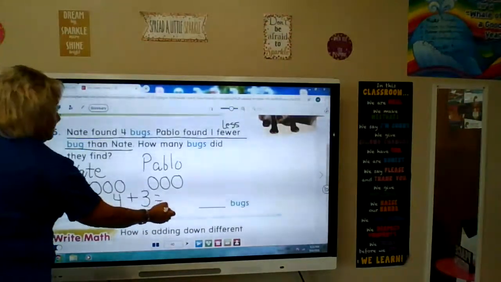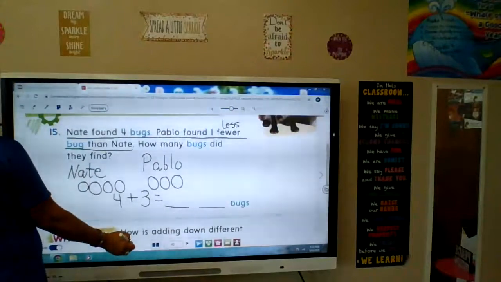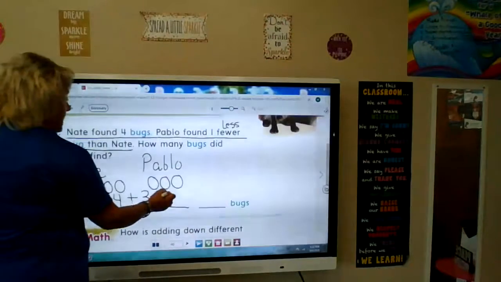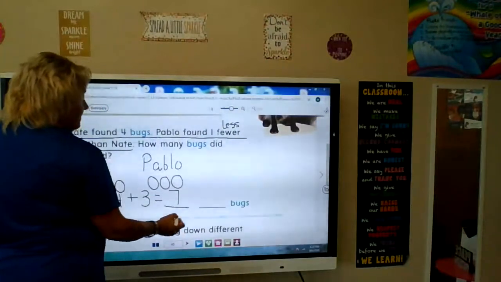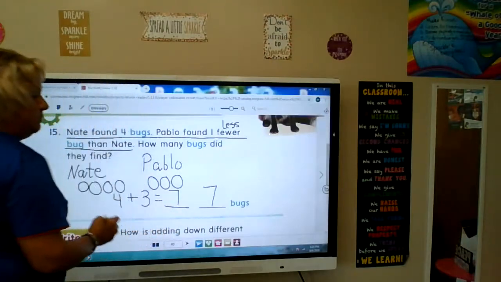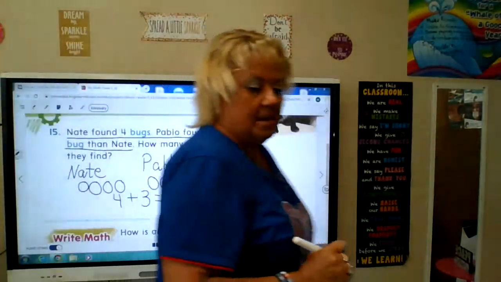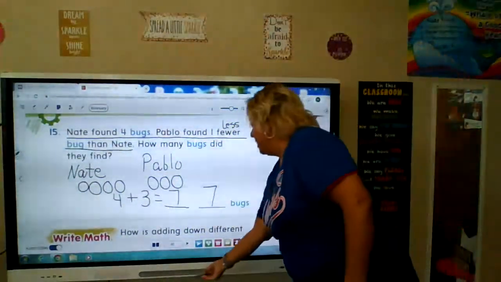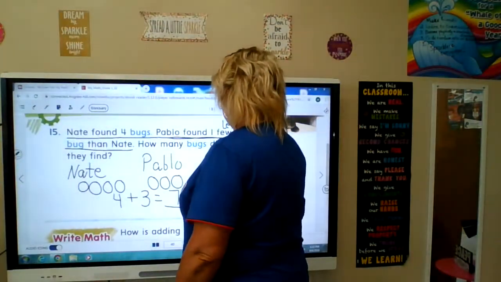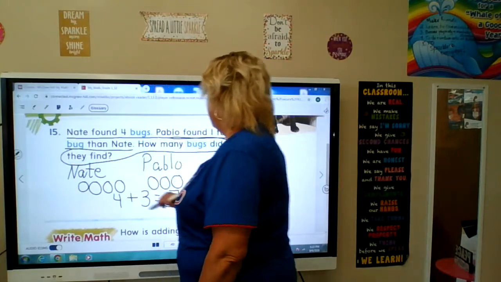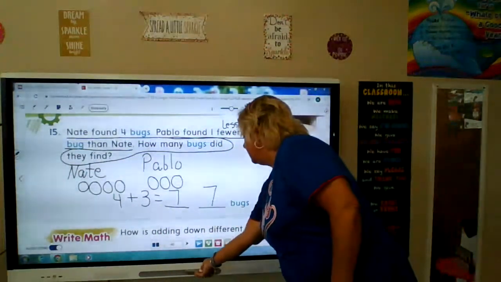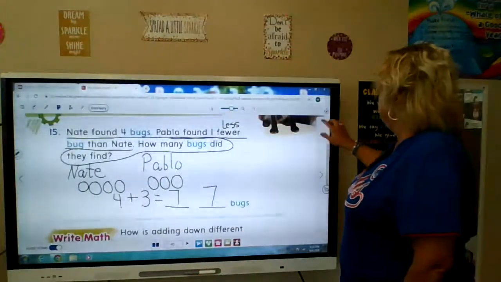So the sum, the answer is 4 bugs plus 3 bugs equals 7. I can count them. Or all together, both boys found 7 bugs. And we make sure we label it. Oh, boys and girls, I forgot to circle the question. How many bugs did they find all together? Okay.